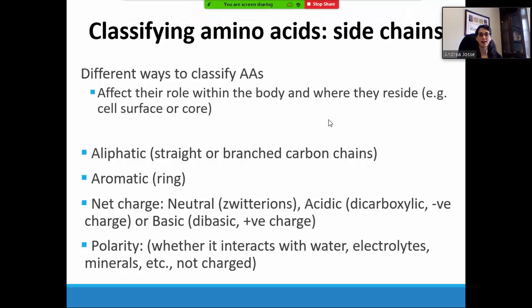Okay, so classifying amino acids. We classify these amino acids based on their side chains because remember, the backbone is exactly the same. We have the amino group, carbon group, and the carboxylic acid group is the same. The only thing that's different is the side chain. So there are different ways to classify these amino acids, and depending on how we classify them, this affects their function, as I said, and just as an example, it affects where these amino acids are within the body.